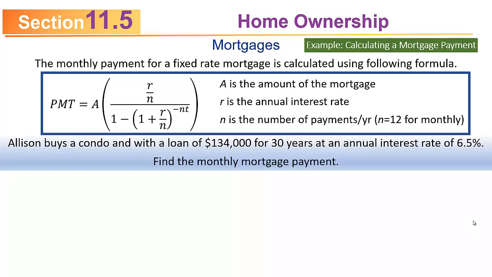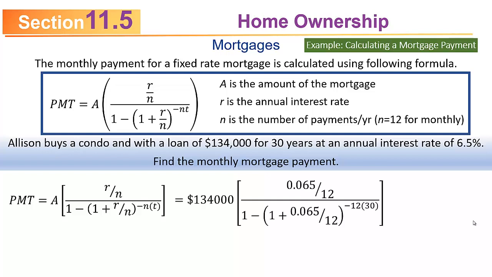Suppose Allison buys a condo, and with a loan of $134,000 for 30 years and an annual interest rate of 6.5%, she wants to know what her monthly mortgage payment will be. We'll just use the formula. The main thing here is being careful, getting the right values into the formula, and then being careful with your calculator. Capital A here is the $134,000. That's the amount of the mortgage.